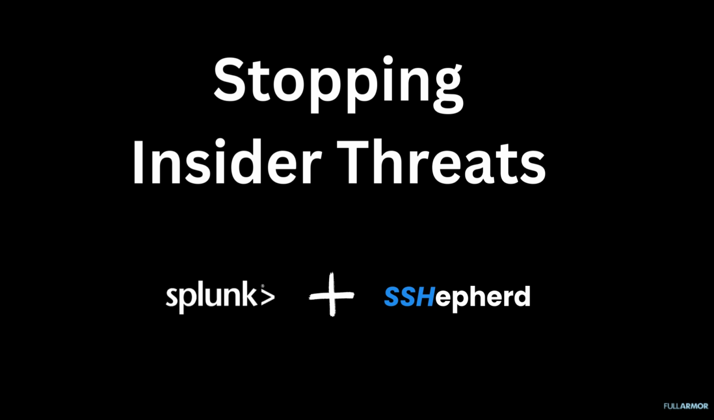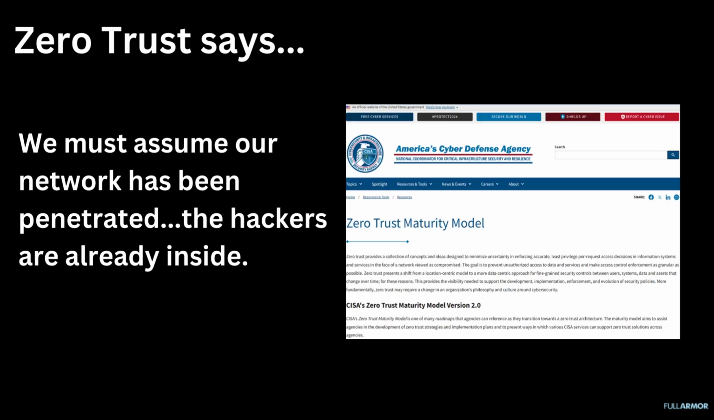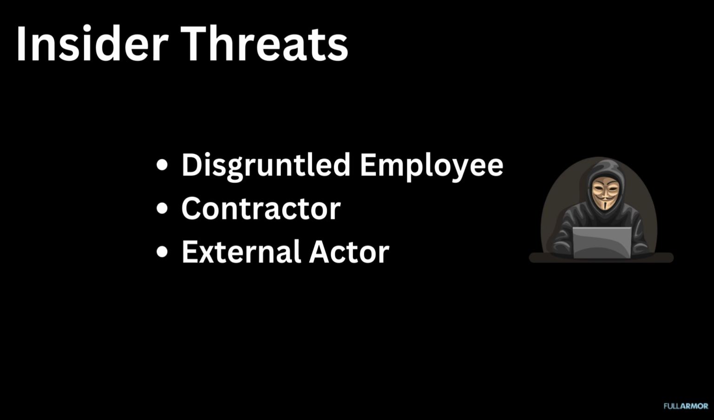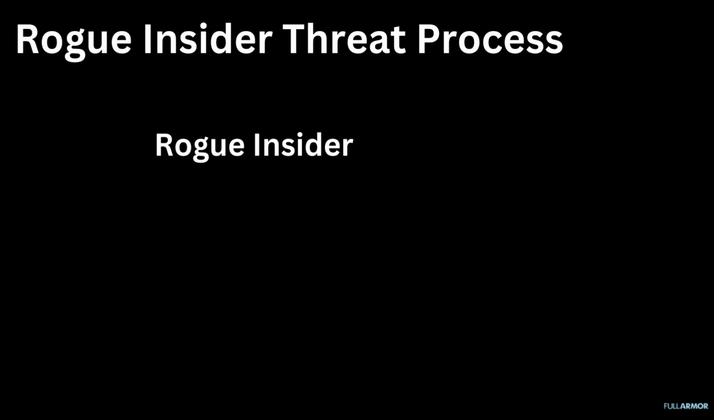Insider threats are especially difficult to track. In this video, we'll discuss the different types of insider threats and how to stop them. According to CISA, Zero Trust says that we must assume our network has already been penetrated by the adversary. This adversary could be a disgruntled employee, a contractor with remote privileges, or an external actor that has successfully gotten into the network, possibly through a phishing campaign. Our adversary is now a rogue insider.